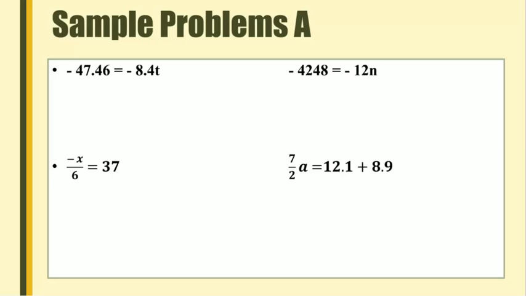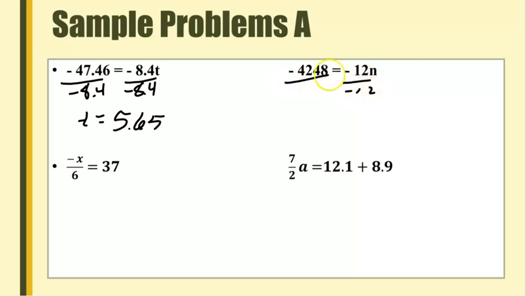Next, here the opposite of multiplying by negative 8.4 is divide by negative 8.4. And t is going to equal a negative 47.46 divided by a negative 8.4. That's going to give us 5.65. Next, the opposite of multiplying by negative 12 is divide by negative 12. So we have a negative 4,248, and we're going to divide that by a negative 12. And that gives us 354.